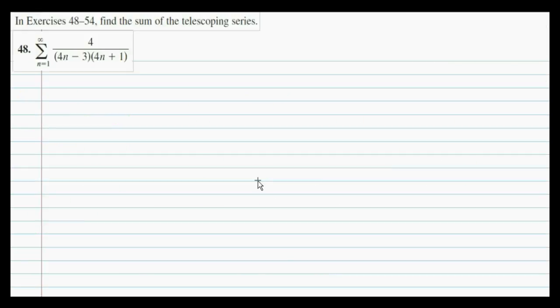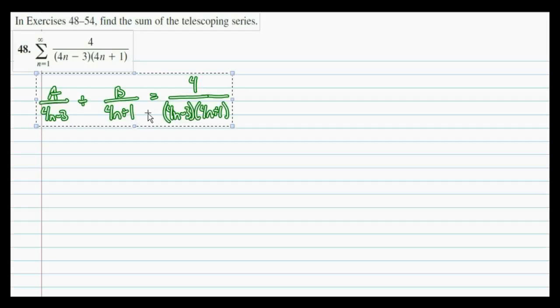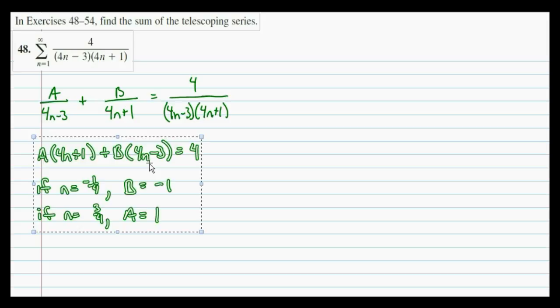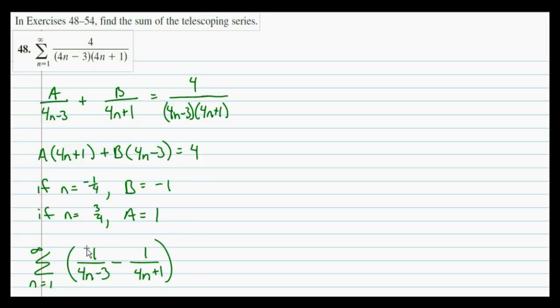So now in the Now Try problem number 48, I see a situation where, again, I'm going to have this telescoping series. A hint towards that is you have these factors in the denominator, so I'm going to use partial fractions and set that up as a series of two separate terms, one subtracting the other, which is going to create that telescoping pattern like we talked about before.